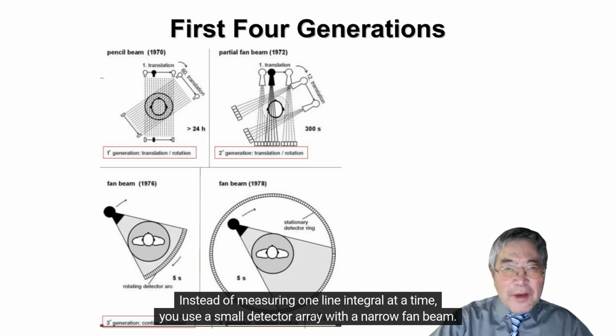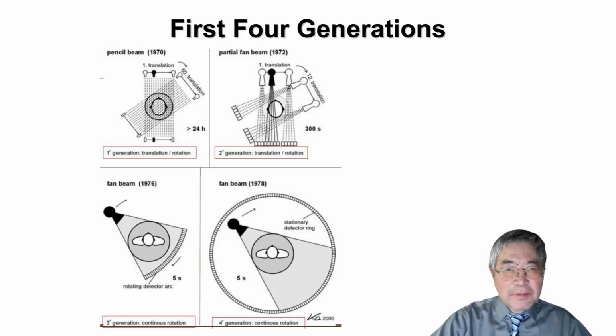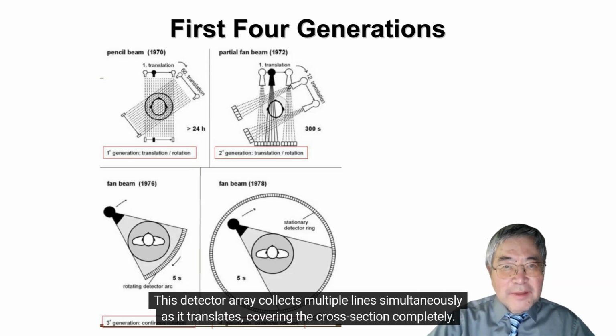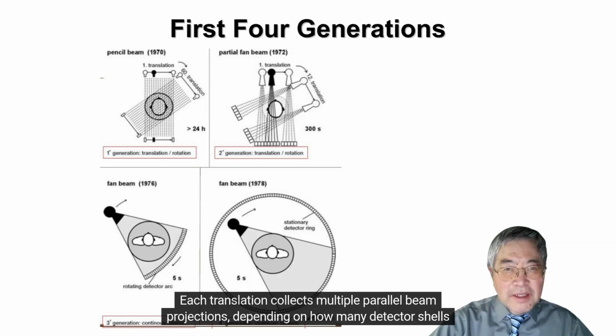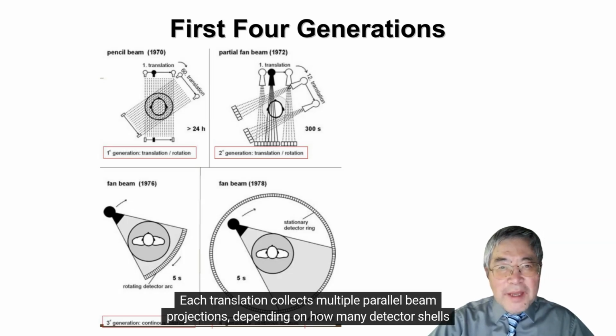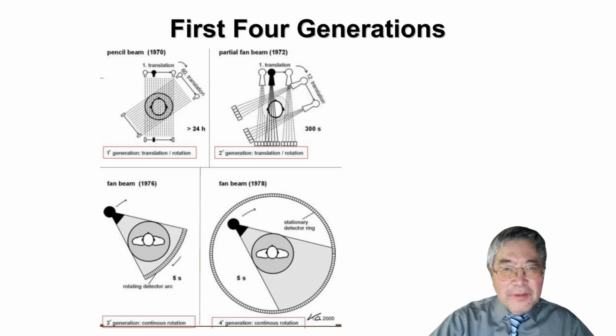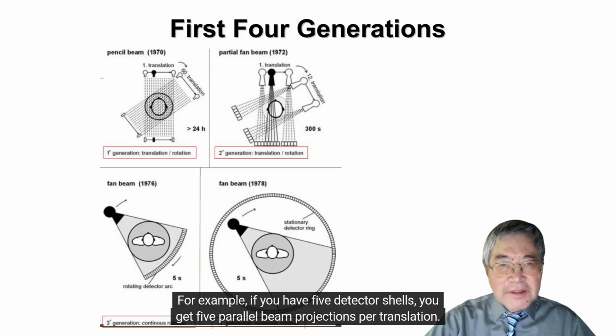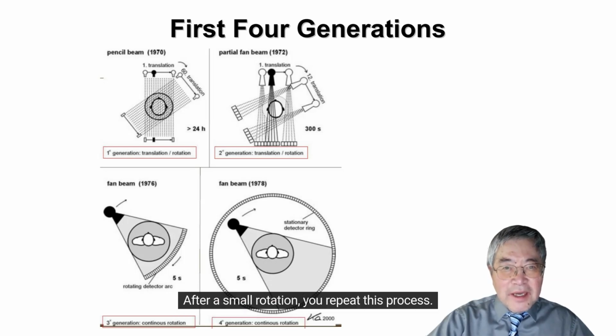Instead of measuring one line integral at a time, you use a small detector array with a narrow fan beam. This detector array collects multiple lines simultaneously as it translates, covering the cross-section completely. Each translation collects multiple parallel beam projections depending on how many detector shells you have. For example, if you have 5 detector shells, you get 5 parallel beam projections per translation. After a small rotation, you repeat this process.